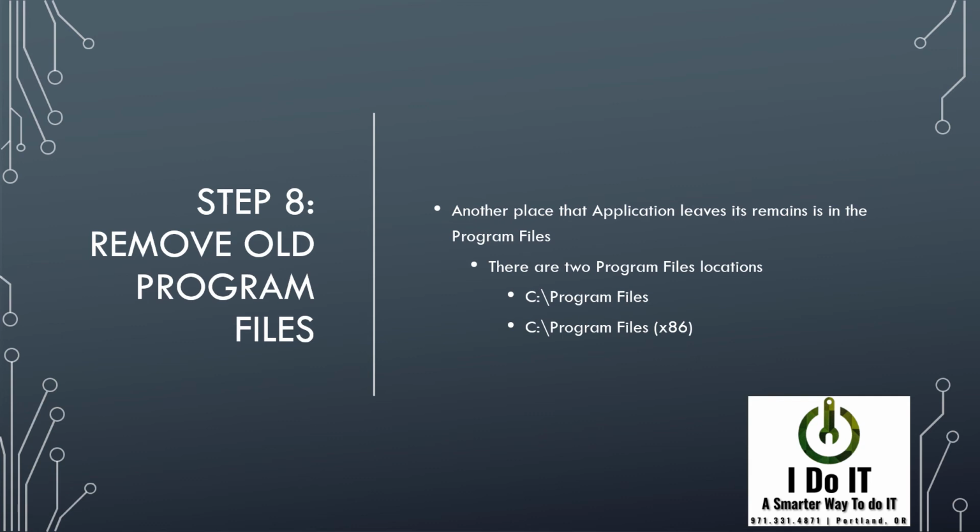Step 8, remove old program files. The other place you will find trace elements of your old programs is in the Program Files folders. On most machines, there are 2 program file folders. You can find them at /program files and /program files (x86). As with the APPDATA folder, work through the contents of each folder carefully and delete any files and folders that are no longer in use.